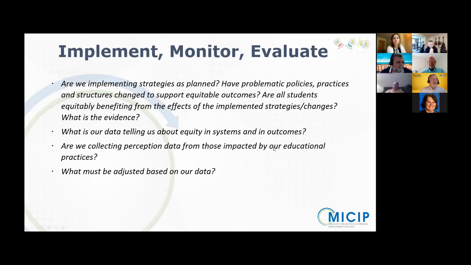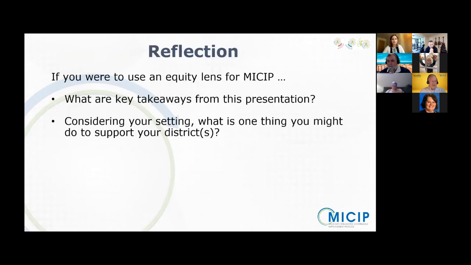So with that fast trip through just an overview of this work, what I'd like to do is put us into groups for maybe 10 minutes or so, and have conversation around these two questions. First of all, what are key takeaways from today's presentation? Again, I realize it's just a high-level overview, but if there was one or two things that really hit you as part of that presentation, what might that be?